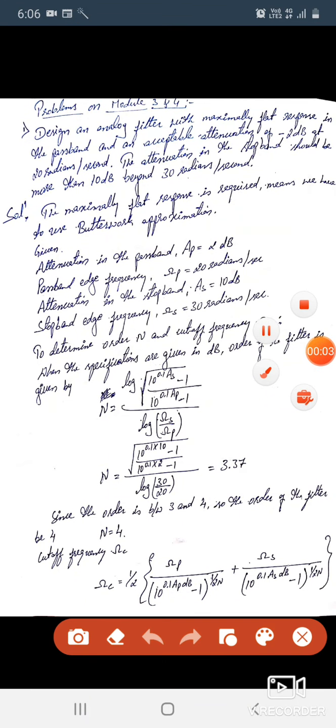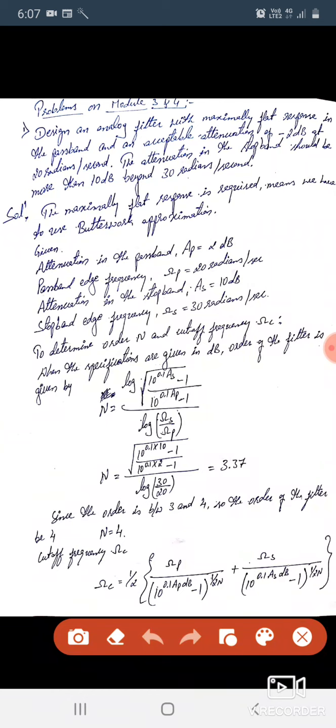Okay, next we will be solving a problem on Butterworth filters, analog filters. The design, whatever we are going for, is based on analog filters. It may be low pass, high pass, or band reject. Here a problem is given.